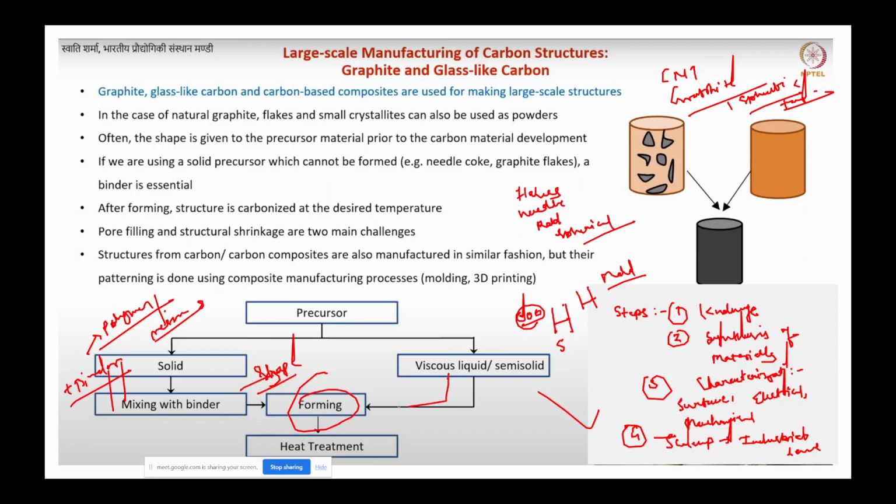And if you have a gel kind of or viscous material, then you don't need to mix it with a binder, because the main purpose of a binder is to make or modify the surface property. But here you do not require your binder. No binder. Okay, so in this case, you will directly go for the forming.